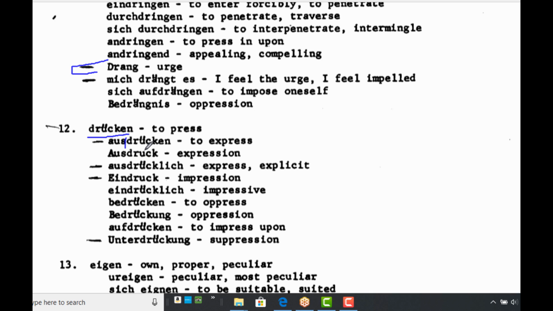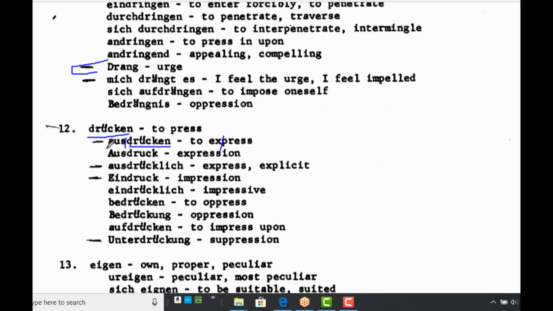Aus means out of, just out, O-U-T. And drücken means to press. So our word is based exactly on that principle, which I thought was very exciting. To press out, to express something is to press something out. And just like this word works exactly the same way, to press out.